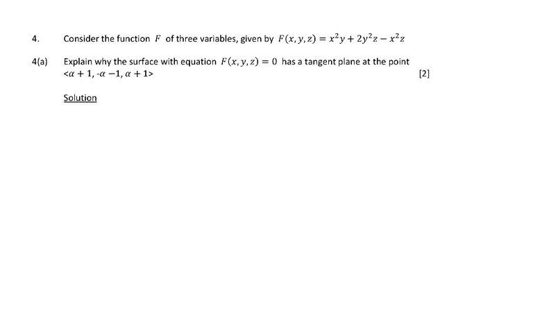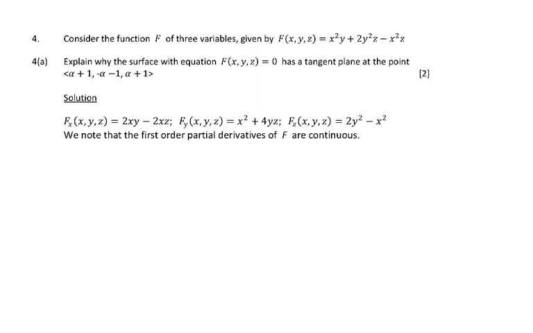Okay, let's have a look at the first part of problem 4. We will again use the implicit function theorem. For that, our first step is to find the partial derivatives of f. You can check the calculations of these partial derivatives. We note that the first order partial derivatives of f are continuous.